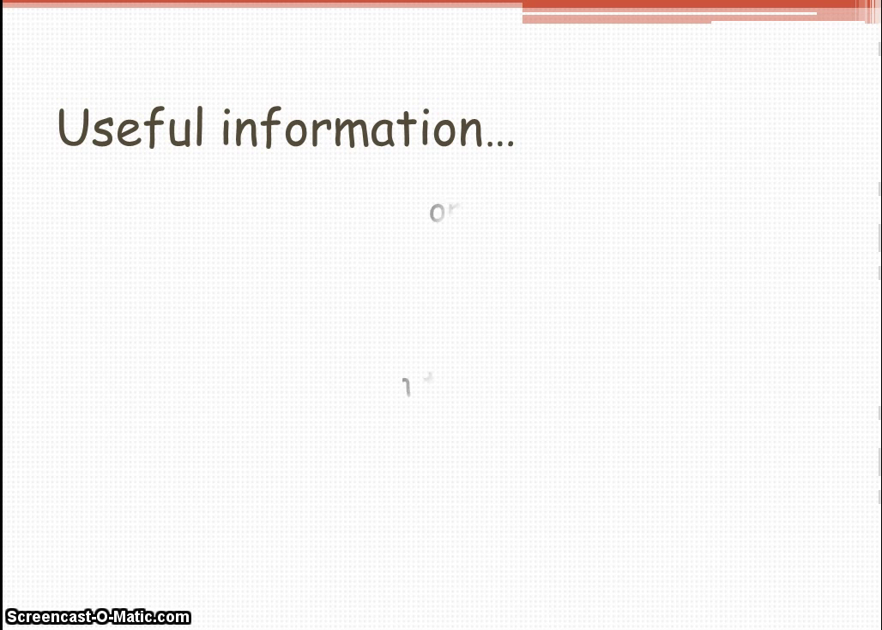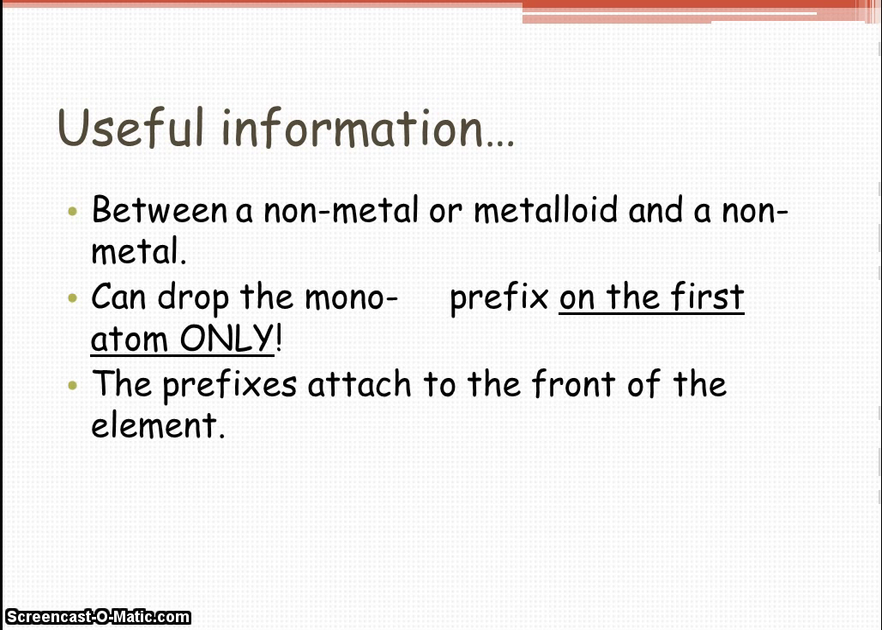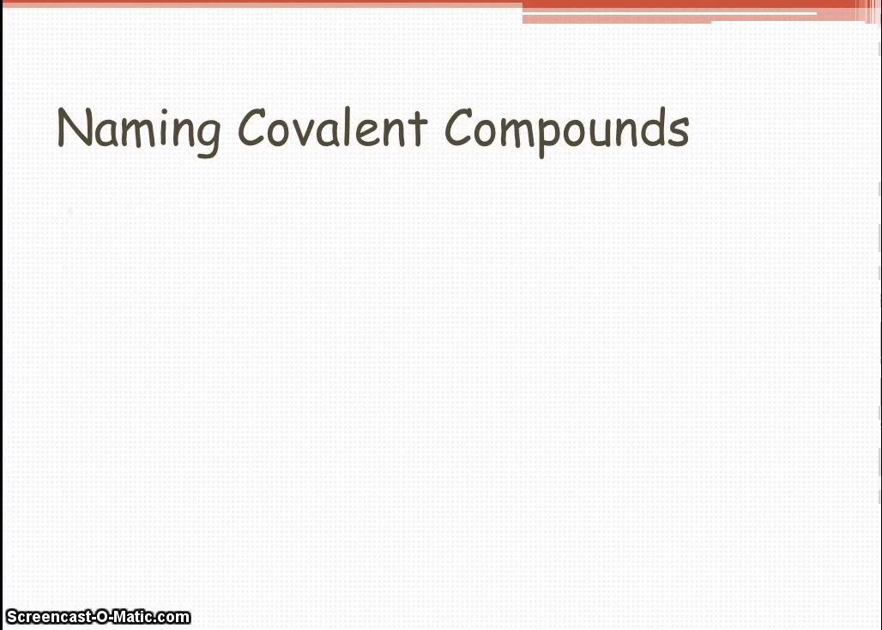So here's some other useful information, kind of repeating some stuff and just wanting you to know. A covalent bond is between a nonmetal or metalloid and a nonmetal. You can only drop the mono prefix on the first atom only, and the prefix will attach itself to the front of the element. So let's practice. We're going to have to name N2O4 and BF3. Okay? So let's start off with the N2O4.